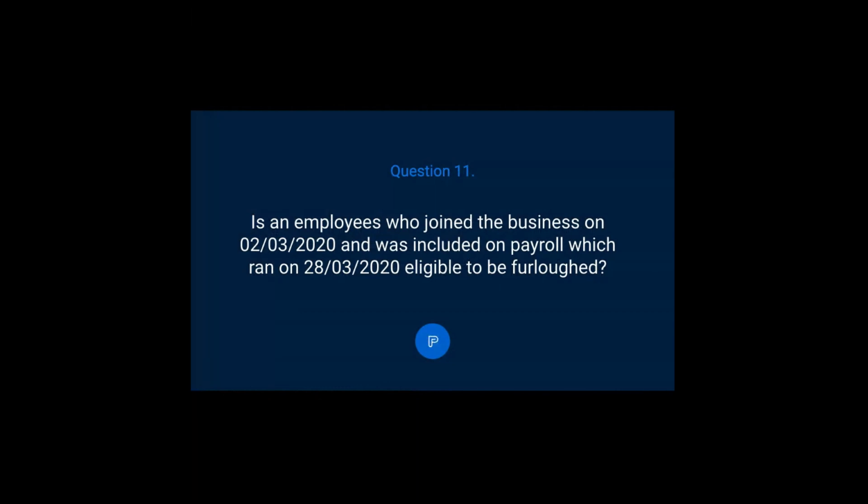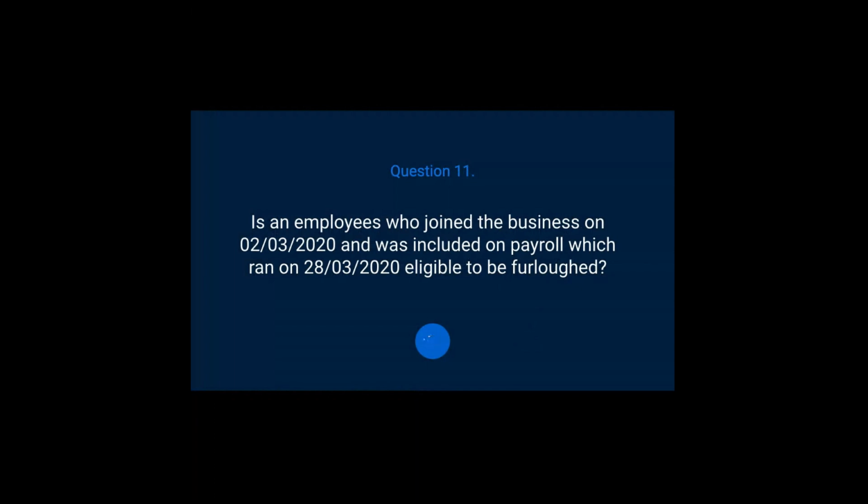Question 11. Is an employee who joined the business on the 2nd of March 2020 and was also included on the payroll which ran on the 28th of March 2020 eligible to be furloughed? So this entirely depends on if the employee was reported to the HMRC on an FPS on or before the 19th of March. So if an FPS was sent to the HMRC on or before the 19th of March for this employee, then yes, they could be included.